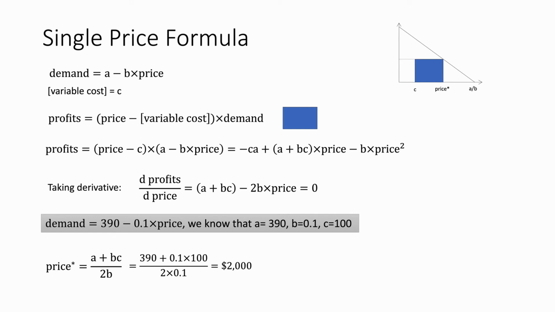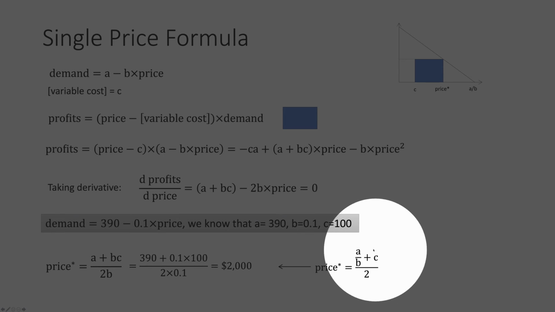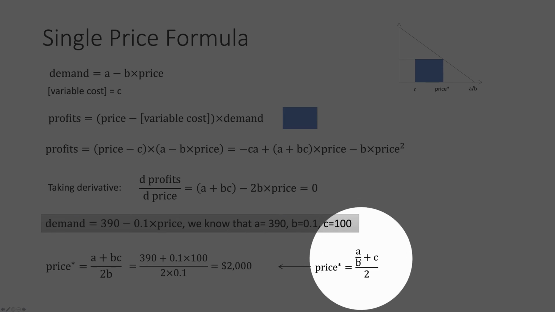So here is an easier way to remember the formula for the optimal price. I can rewrite the optimal price equation to this form. So why do I write it this way? Because this is an easier way to remember.